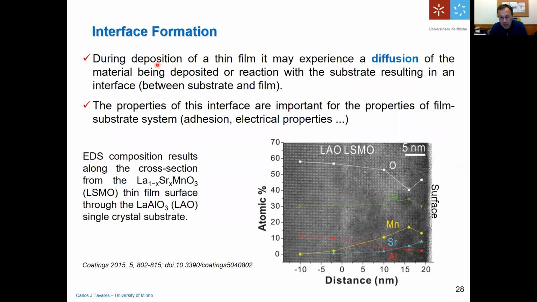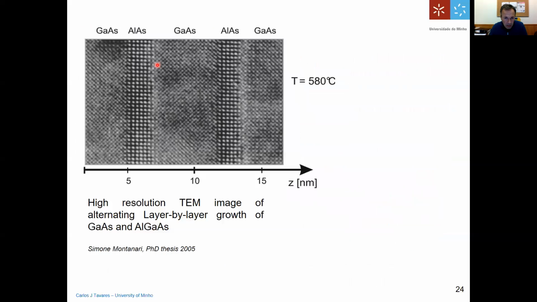Now, interfaces are very important in materials, because if these interfaces are very broad, they can hinder either the mechanical, the electrical, or the optical properties of your thin film. Okay, and when we talked about interfaces in semiconductors, in most cases, when you're trying to grow these materials, it's mandatory that you have sharp interfaces.